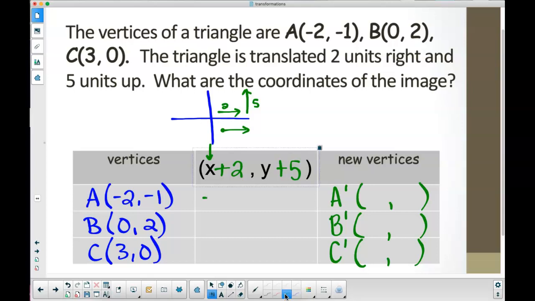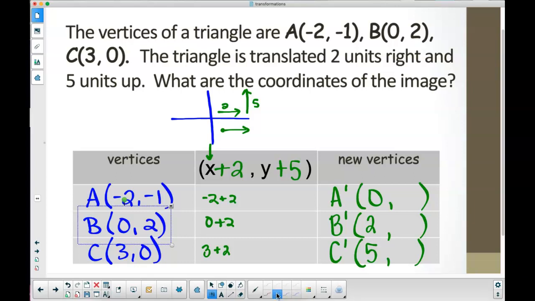What's -2 plus 2? -2 plus 2, Tyler? 0. So the first number there is 0. I need to do the same thing for B. I need to do 0 plus 2. What's 0 plus 2, everyone? 2. And then we're going to take the X from C. 3 plus 2 is 5. We've got the first coordinates. Does that make sense?